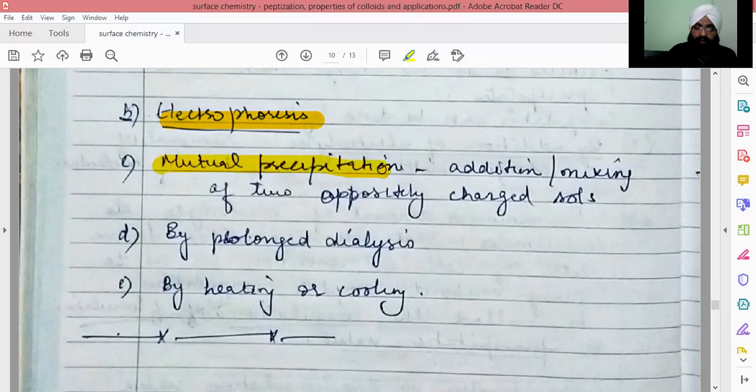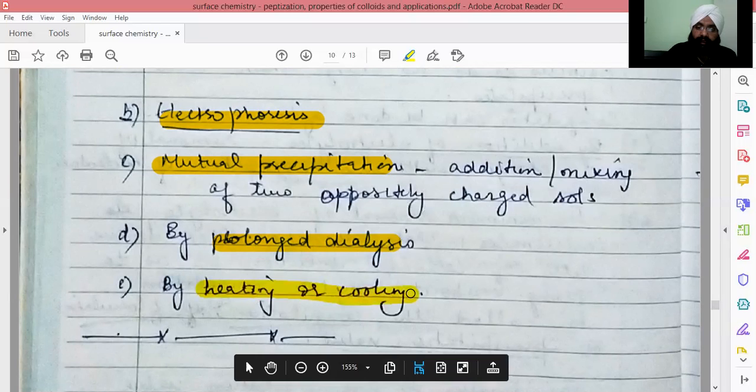Mutual precipitation. If we add two oppositely charged colloidal solutions together, they neutralize their charges, and then the coagulation will happen. Prolonged dialysis: if we continue the dialysis process by stopping the fresh dispersion medium, then it will remove all the dispersion medium from the colloidal particles, and we'll get the precipitate of the colloidal particles.